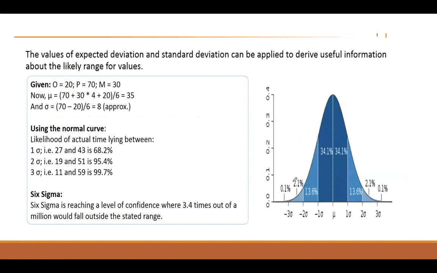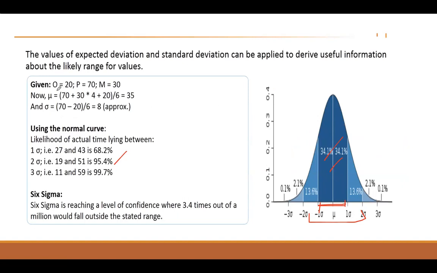So when we talk about the normal distribution curve, we already know that 68% of the values are contained within one standard deviation. And when we talk about two standard deviations, mostly 95.4% of the values are contained in that. And when we talk about three standard deviations, 99.7% of values will fall under that area.